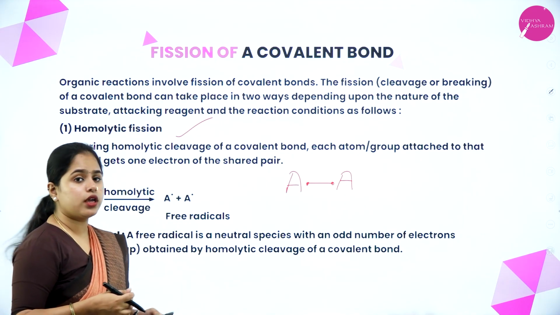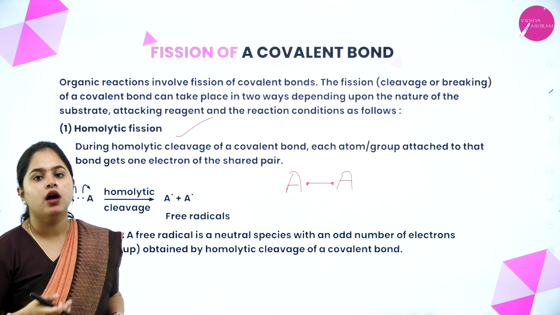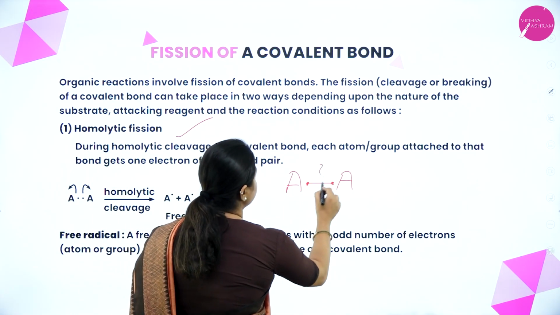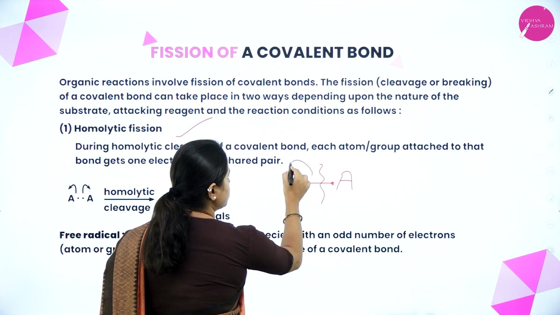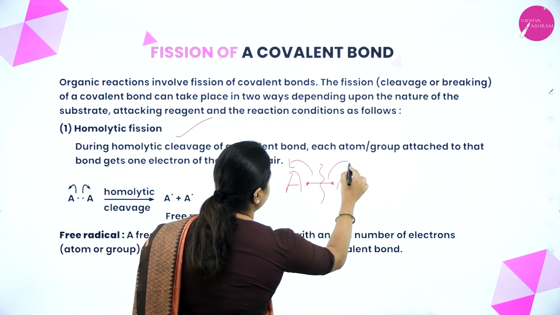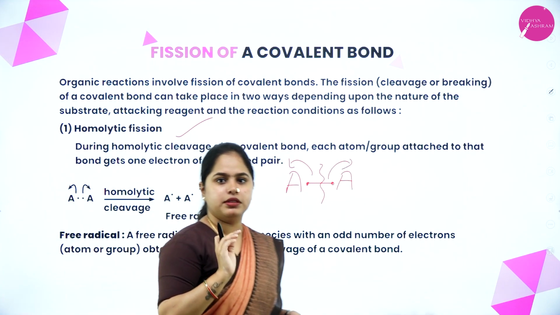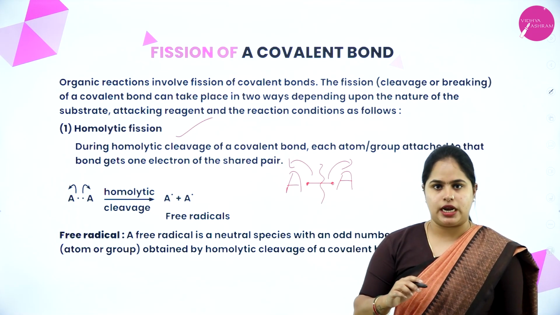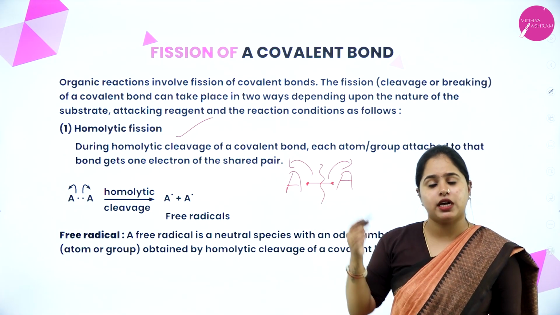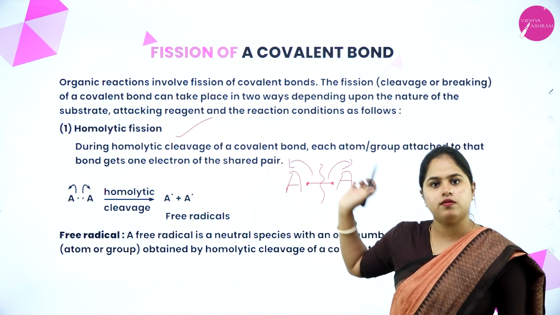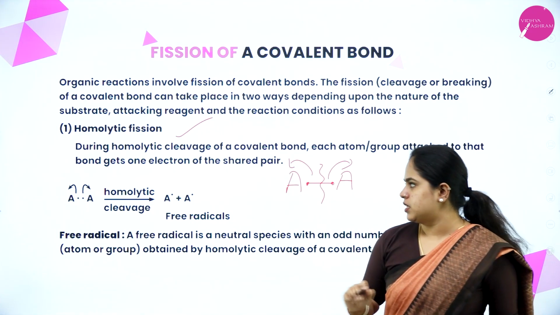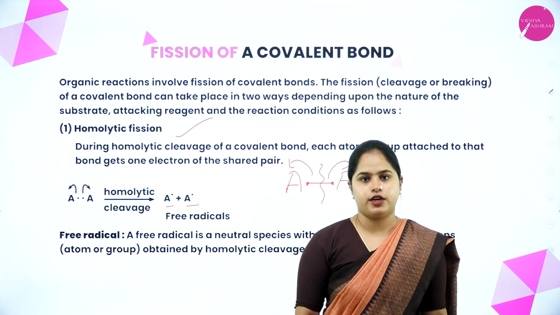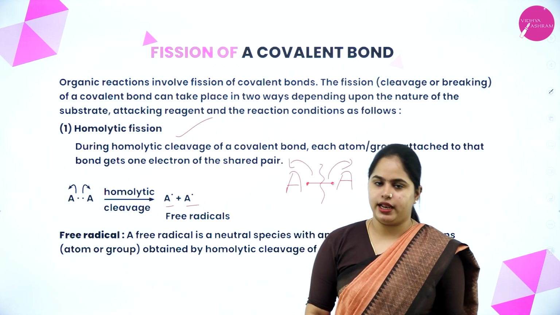Now when the covalent bond is breaking in homolytic cleavage, one electron goes to one atom and the other electron goes to the other atom. Each of them gets one electron of the shared pair. When the bond cleaves, that is, when homolytic cleavage takes place, one electron goes into each of the atoms. So if it undergoes homolytic cleavage, each atom gets one electron from the shared pair.